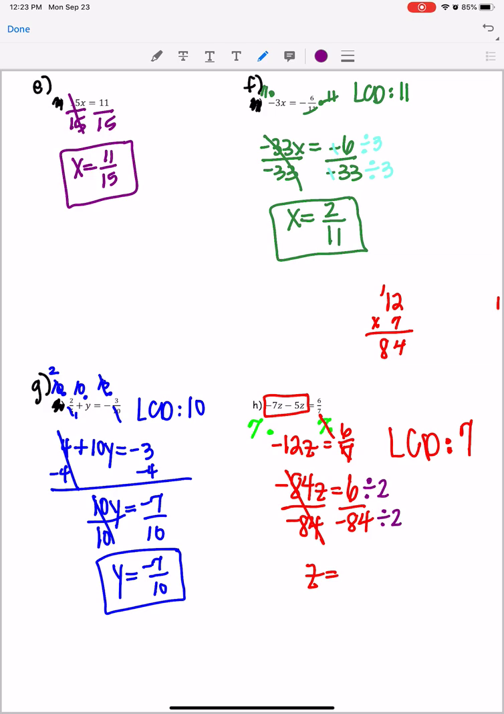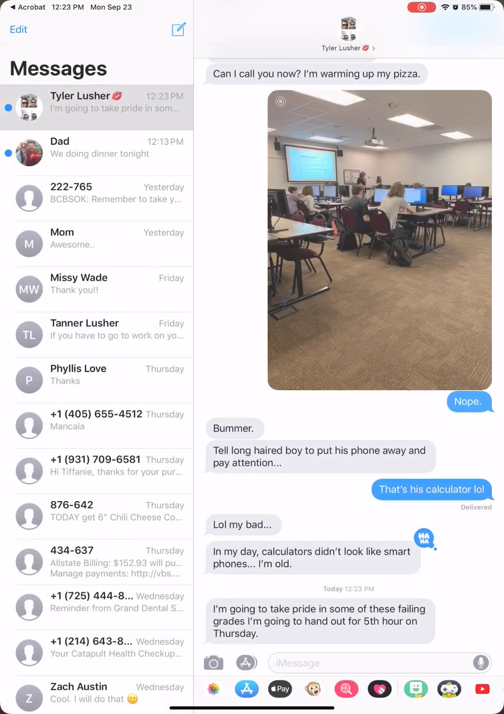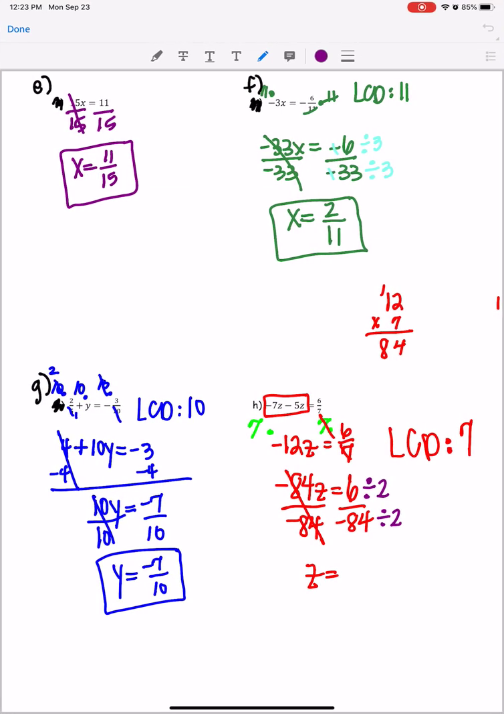If we do that, oops, dang it, sorry. Hope there was nothing bad on that one. 6 divided by 2 is 3. Negative 84 divided by 2. 8 divided by 2 is 4. And 4 divided by 2 is 2.